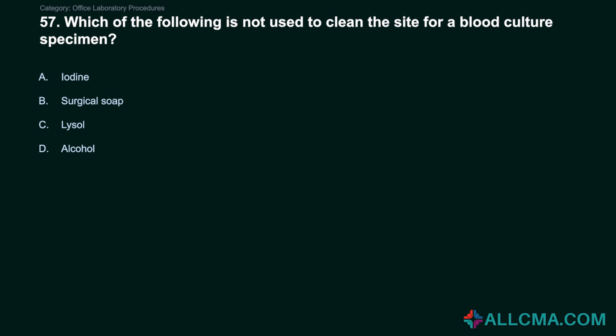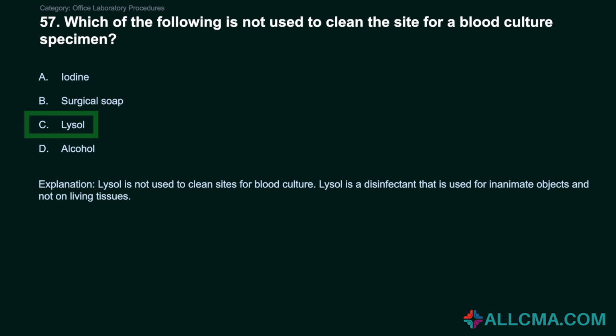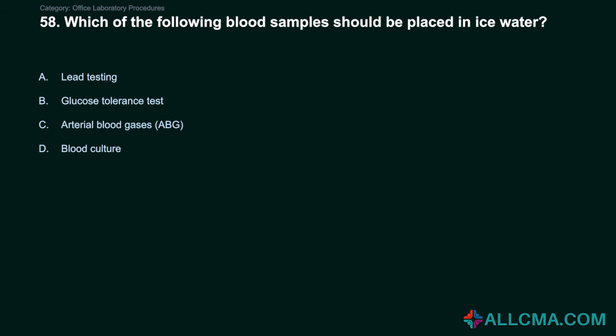57. Which of the following is not used to clean the site for a blood culture specimen? A. Iodine, B. Surgical soap, C. Lysol, D. Alcohol. Correct answer, C. Lysol. Lysol is not used to clean sites for blood culture. Lysol is a disinfectant that is used for inanimate objects and not on living tissues.